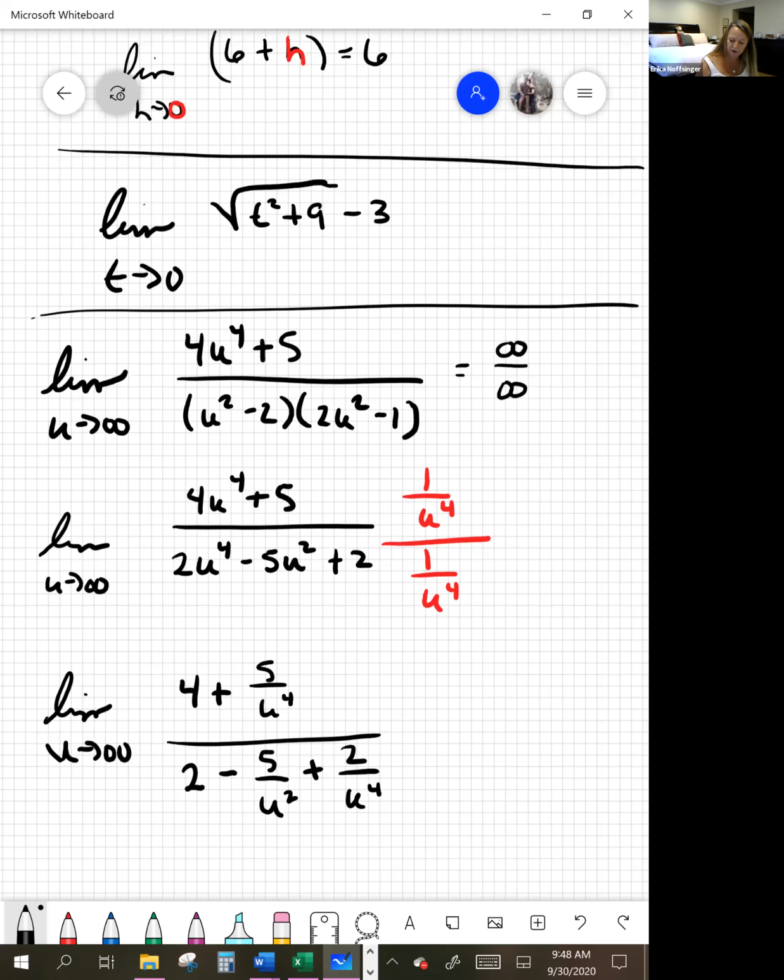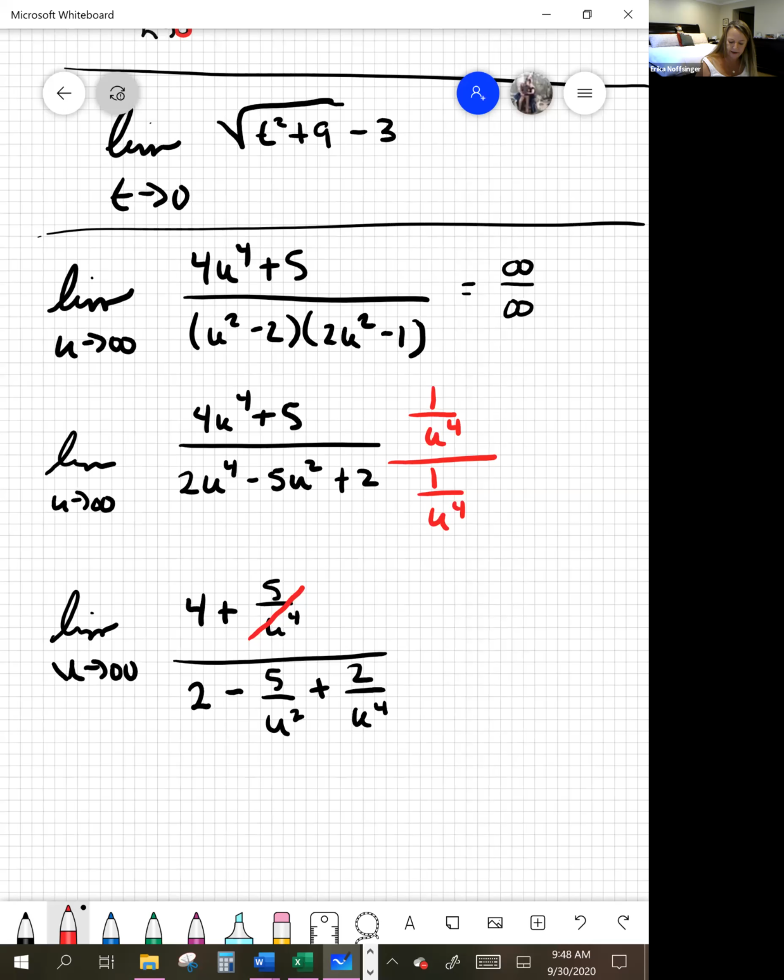So if the denominator blows up and the numerator does not, it goes to 0. And so we're left with 4 over 2, which is just 2.